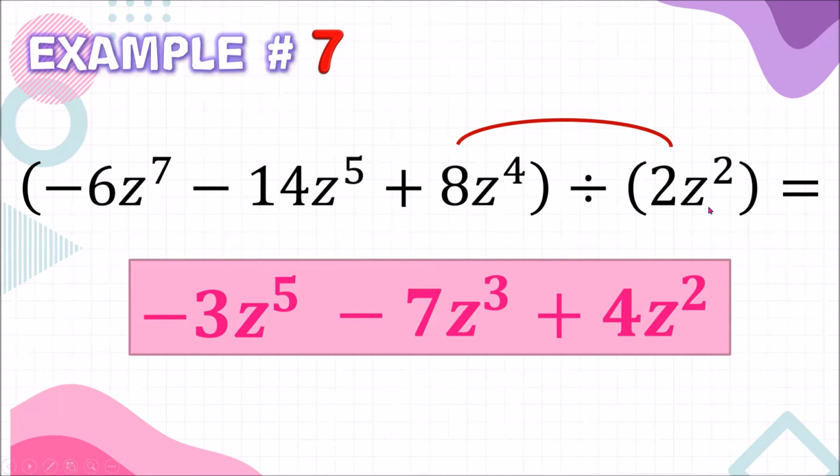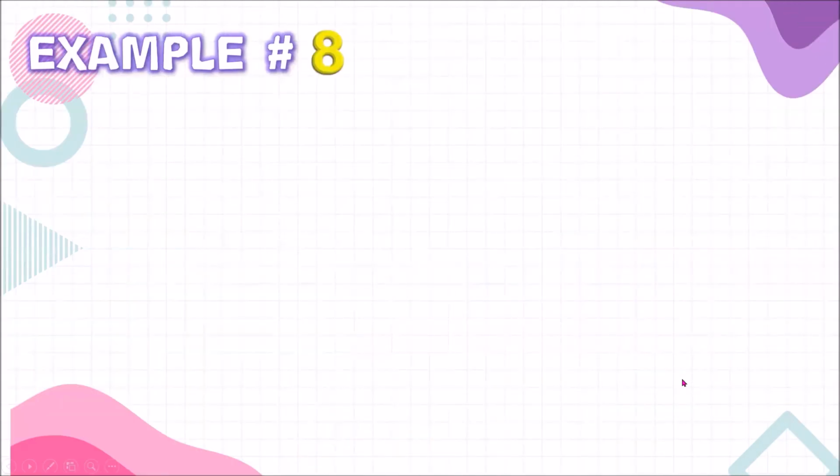So let's check if our answer is correct. So 2 times negative 3, we have negative 6. Check. Z squared, z to the 5th, z to the 7th. 2 times negative 7, negative 14. Check. Z cubed, z squared, z to the 5th. And then 2 times 4, 8. Z squared, z squared, z to the 4th. Last one, example number 8.